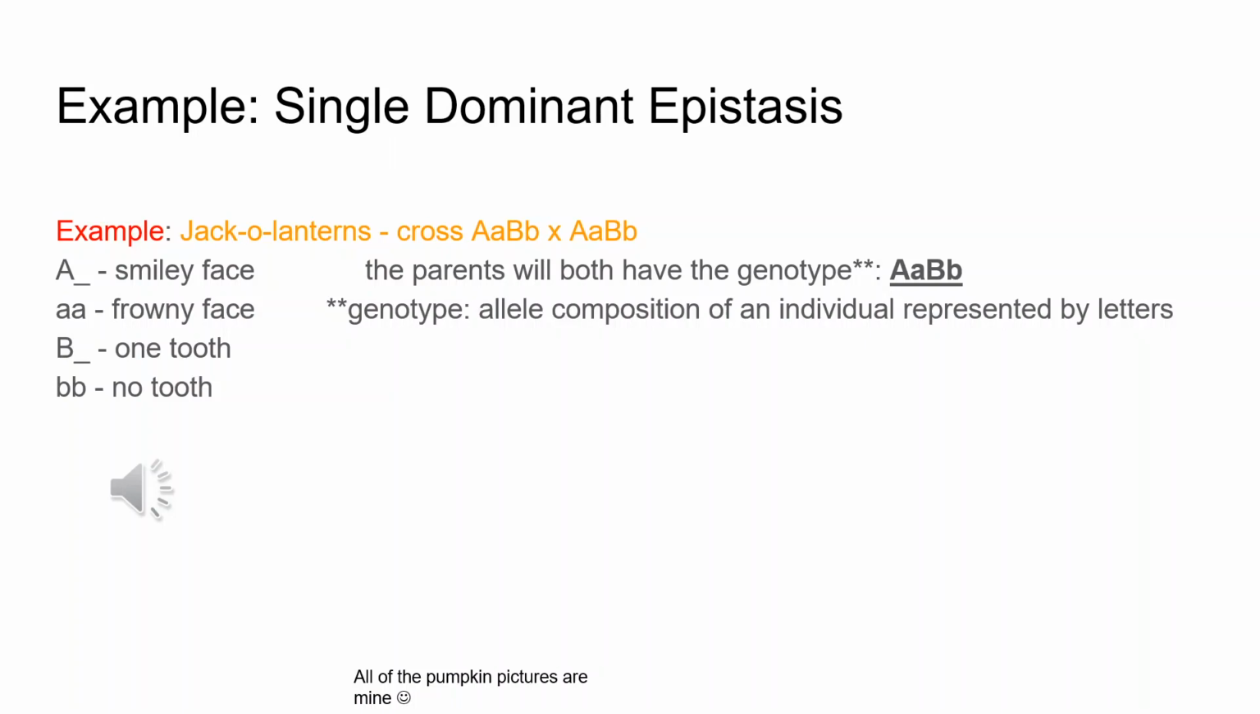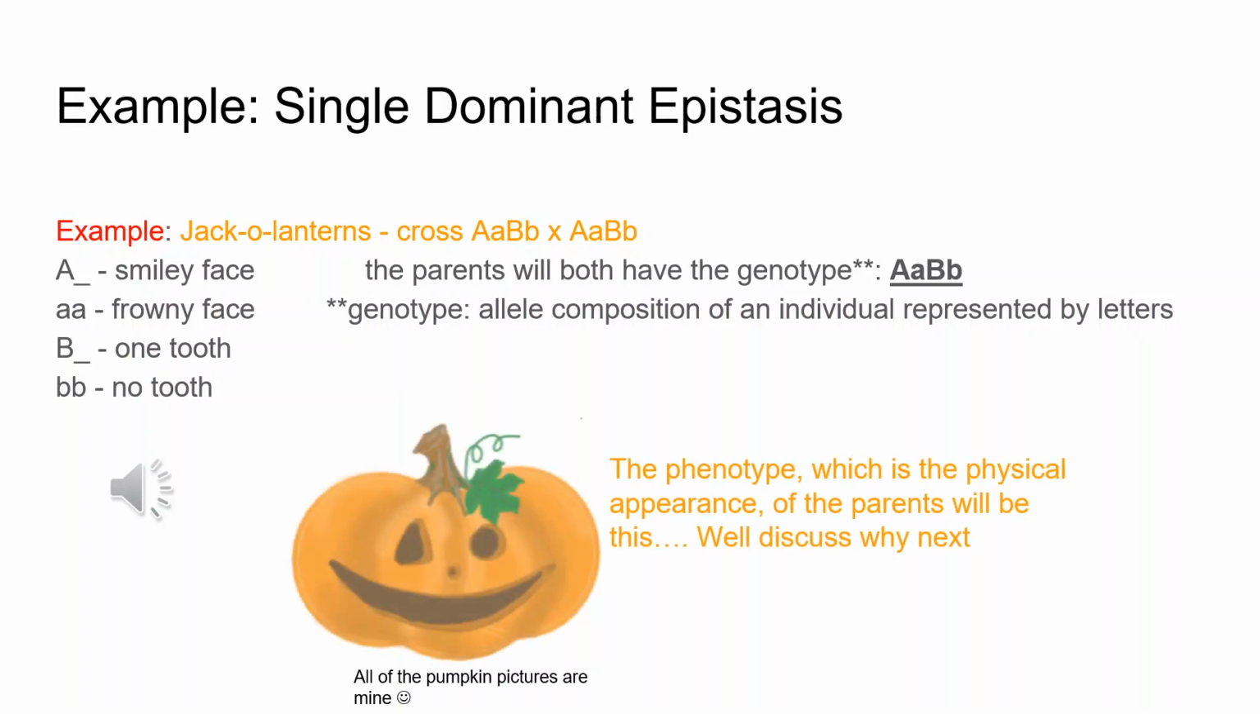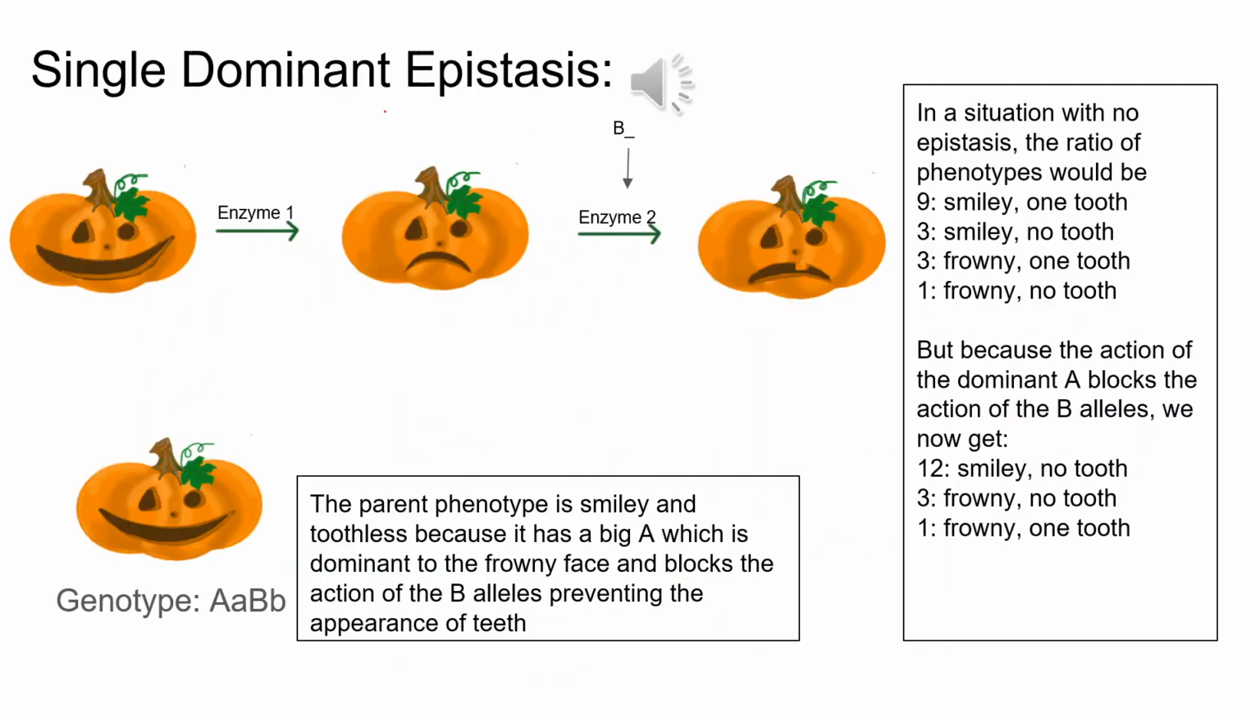Let's look at this example of jack-o'-lanterns. The parents will both have the genotype big A, big B, little b. The genotype is the allele composition of an individual represented by letters. The phenotype, which is the physical appearance of the parents, will be this. We'll discuss why next.